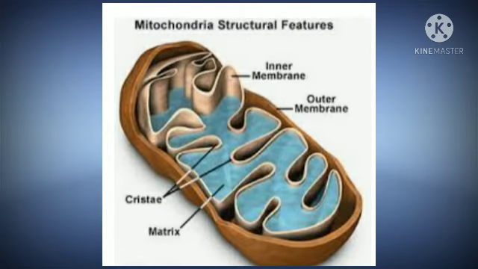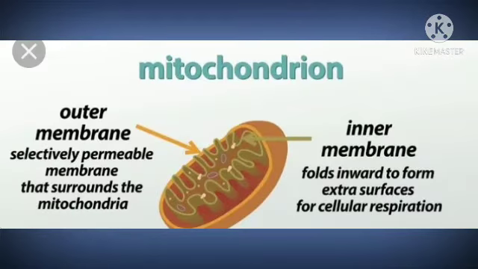Mitochondria, singular mitochondrion, visible when the cell organelles are stained. Its number varies based on the physiological activities, that means the life processes of the cell. Its diameter and length varies. They are double membrane bound structures.